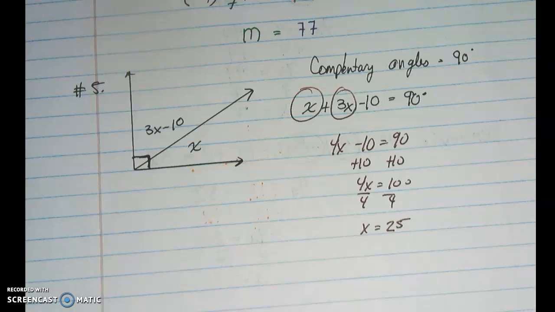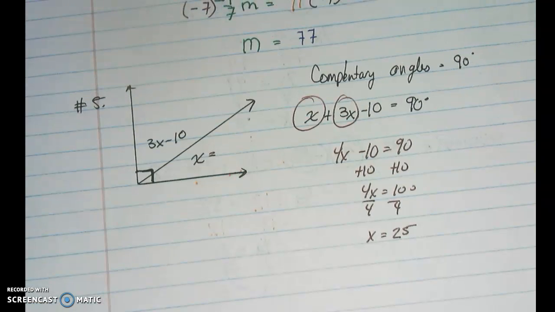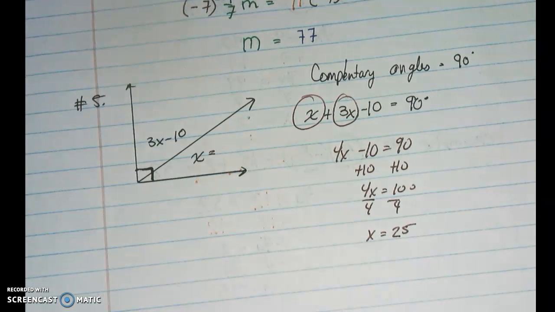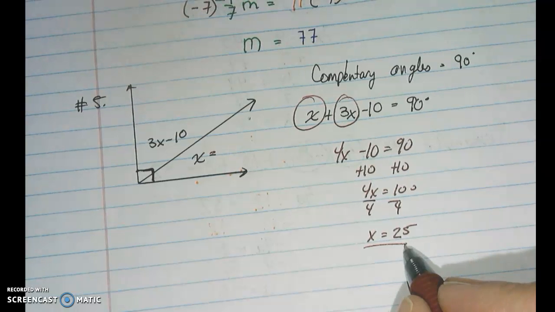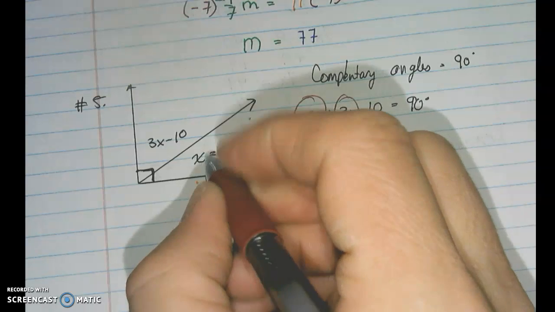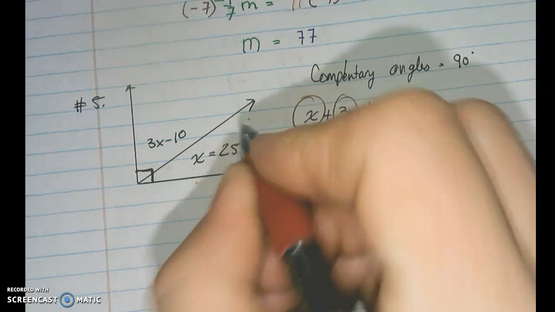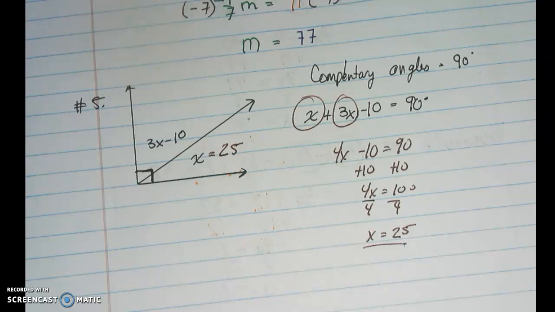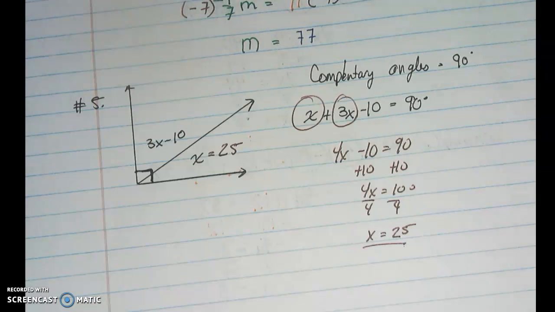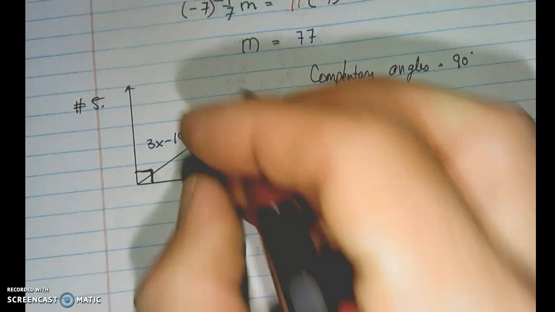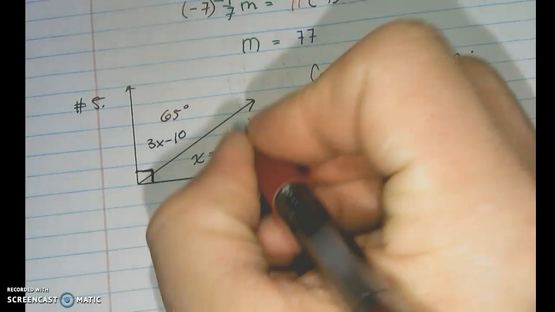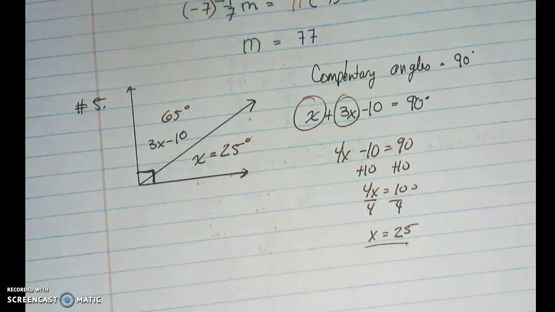And so then what does this angle measure if x is equal to 25? What does x equal? 25. So guess what this angle equals? So this guy equals 25. And then if I put 25, what's 3 times 25? If you've got 3/4, 75, perfect. What's 75 minus 10? 65. There's our two angles.